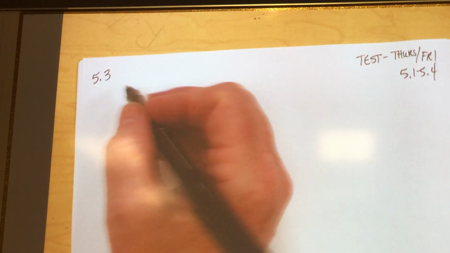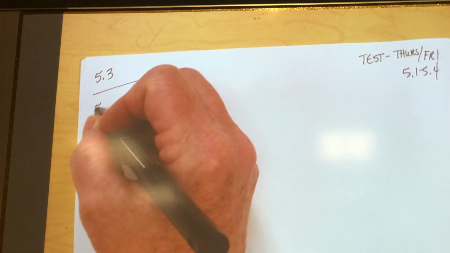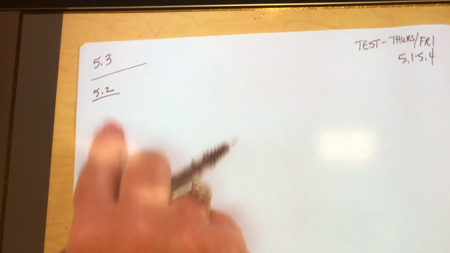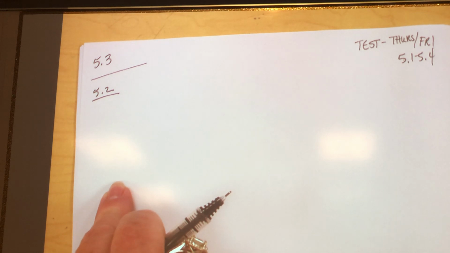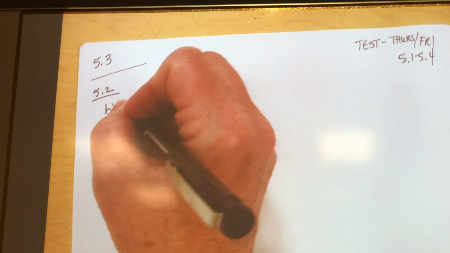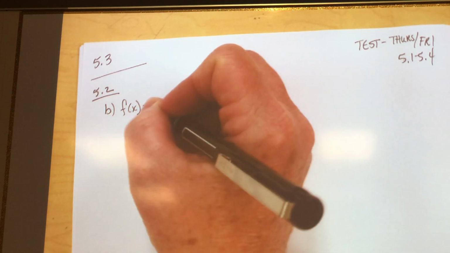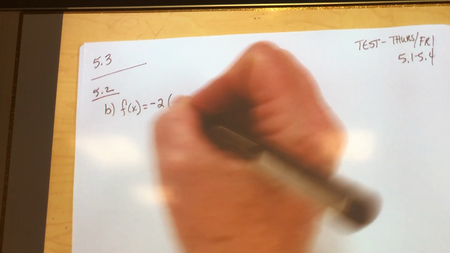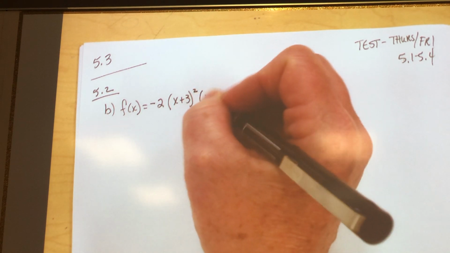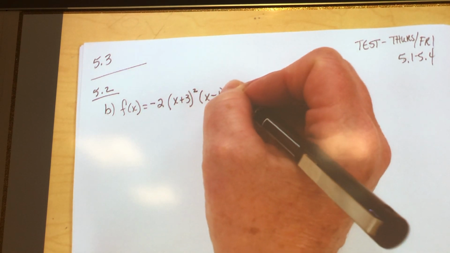So before I do 5.3, okay, I'm going to do 5.2. If I'm going back and doing another graphing problem, do you think it's important? Yes. Okay, so here we go. f(x) = -2(x + 3)^2(x - 1)(x - 2).